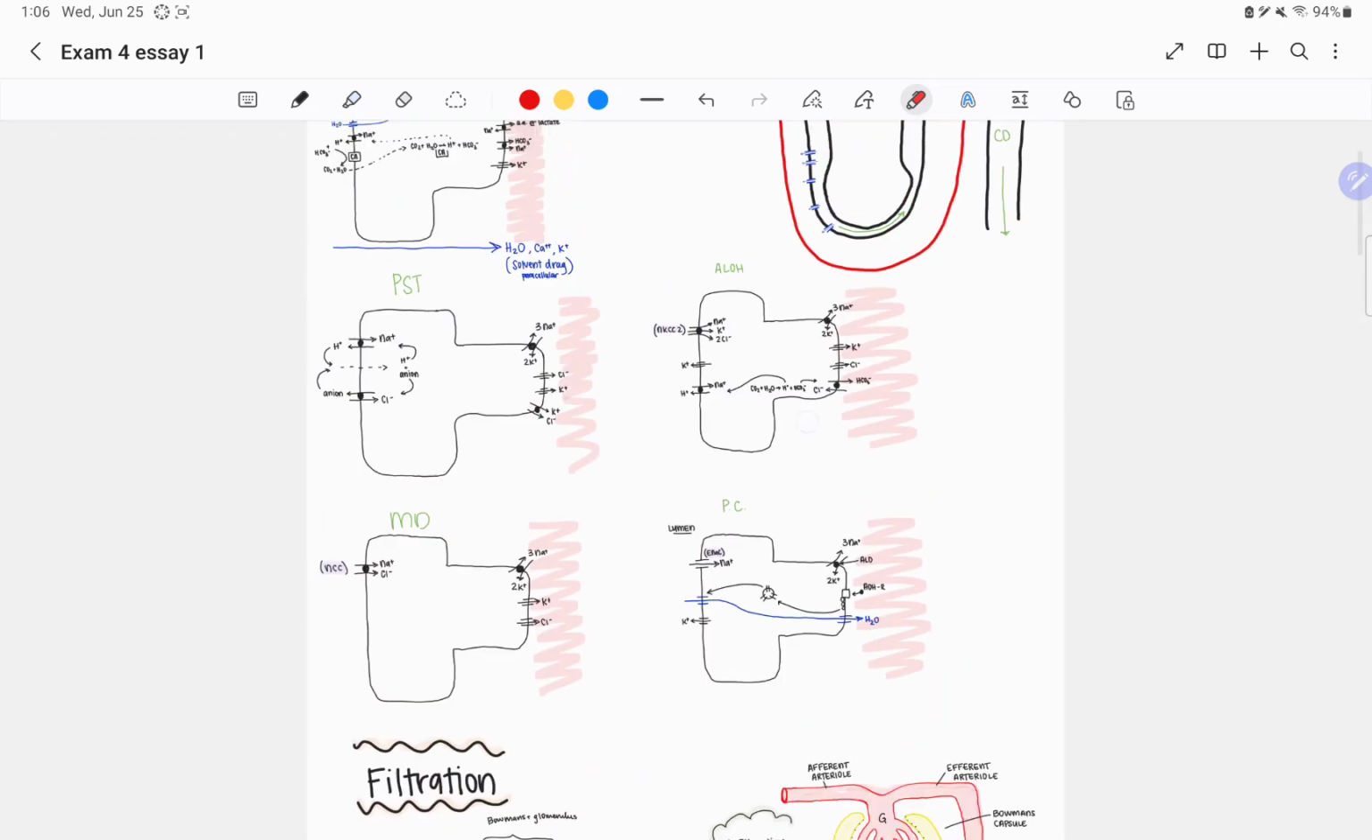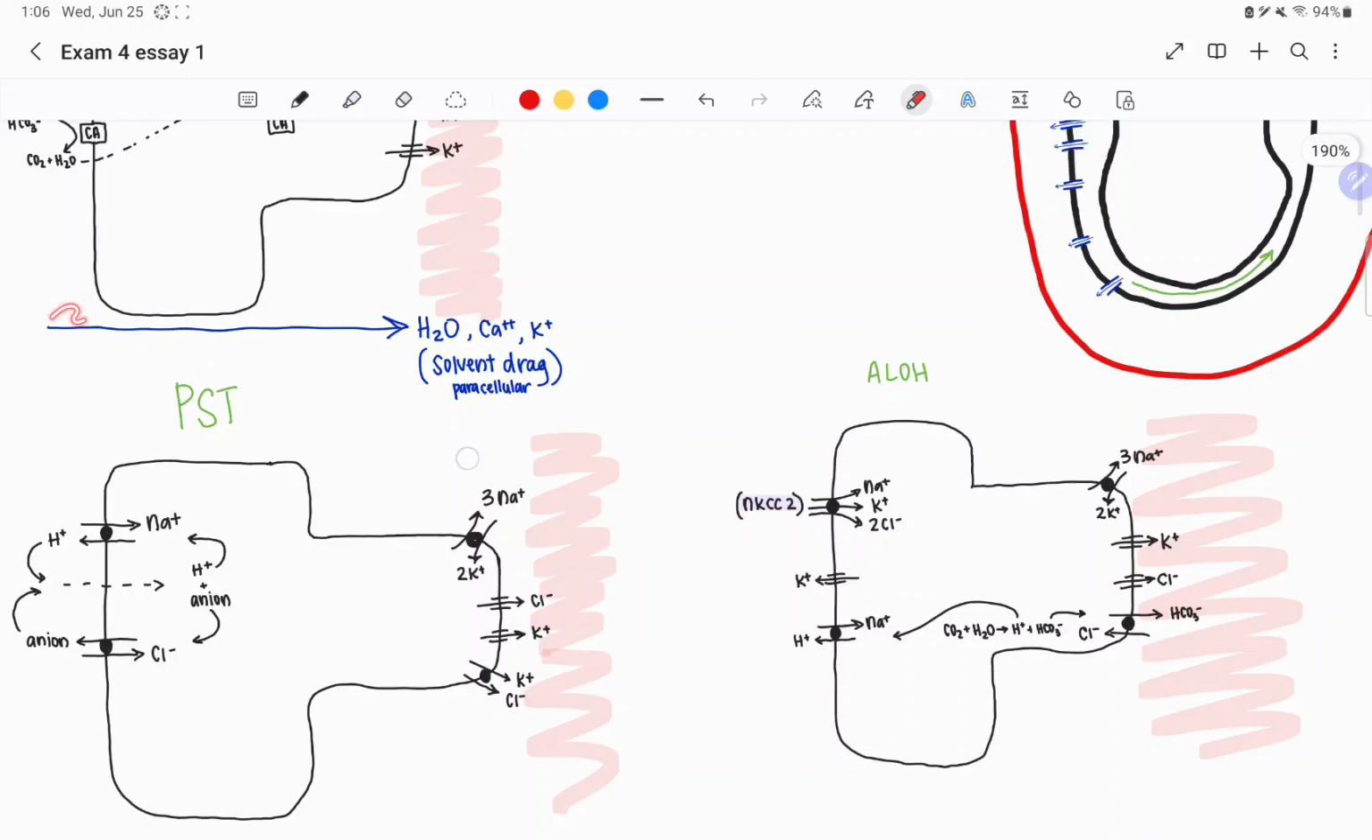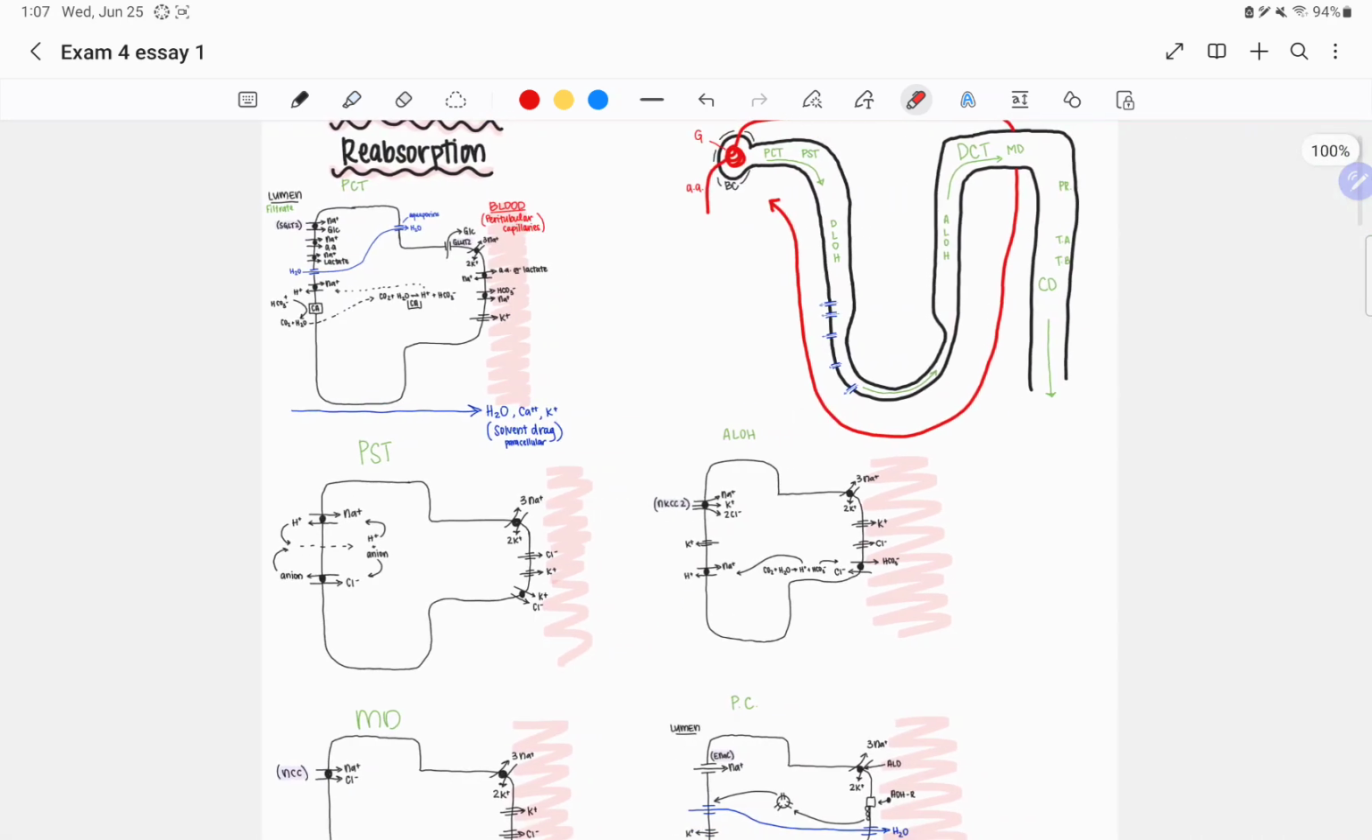Okay. One last thing. There's also this thing called solvent drag. It happens as water moves between the cells in the proximal convoluted tubule and the PST, those two tubules. As water moves between cells, it's called paracellularly. If it's moving through the cell, it's transcellularly. Wow, that's hard. Anyways, as the water moves, it also drags calcium and potassium with it, and that puts it straight back into the blood. Okay, so that is solvent drag.